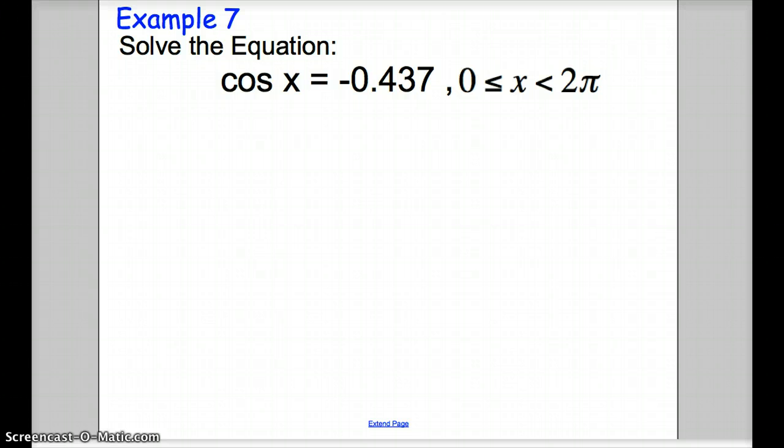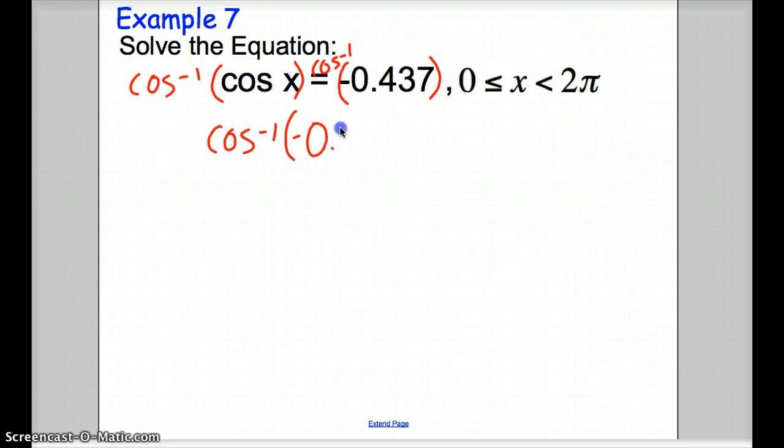So this is not on our unit circle. We know that for sure. But we can still find all solutions between 0 and 2 pi. And we could also still describe all solutions that exist for this function in general. The process is the same. The only difference is we're going to use our calculator to ask the question, where is cosine negative 0.437, by using cosine inverse. So we're going to punch into our calculator cosine inverse of negative 0.437.